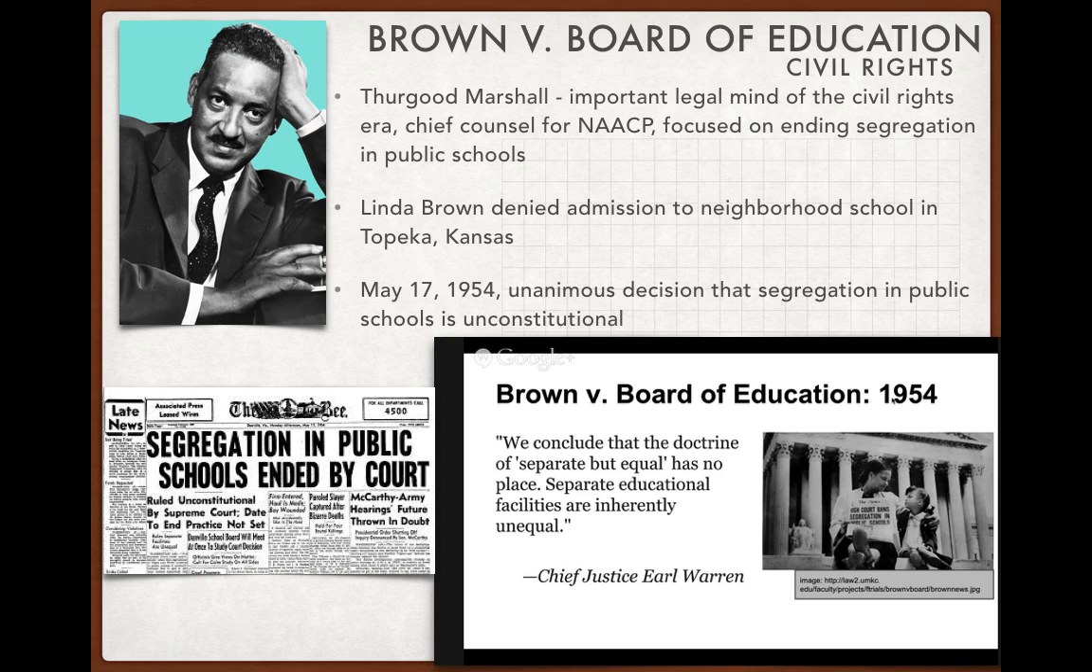Board of Education is probably the most significant civil rights legislation of the 50s, or not legislation, but Supreme Court case, because this is the quote from the Chief Justice, Earl Warren. He says, "We conclude that the doctrine of separate but equal has no place. Separate educational facilities are inherently unequal." So after 1954, segregation in public schools is supposed to be over. Now, it will take more work and more fighting for that to actually come to fruition in many places in the South.